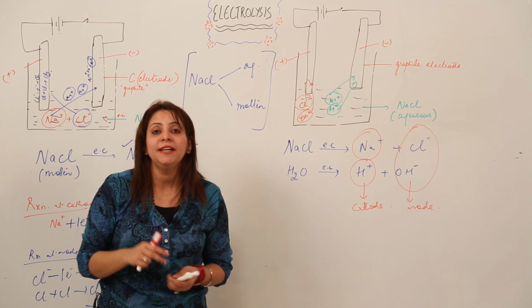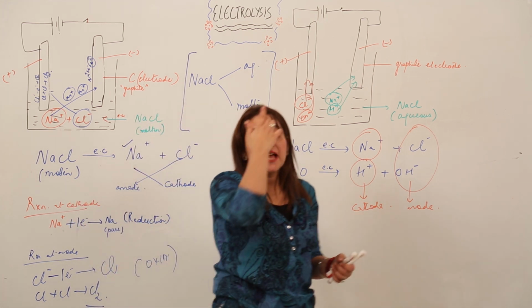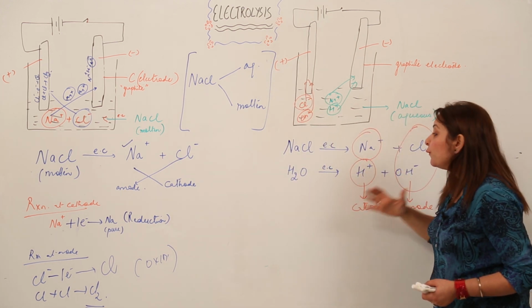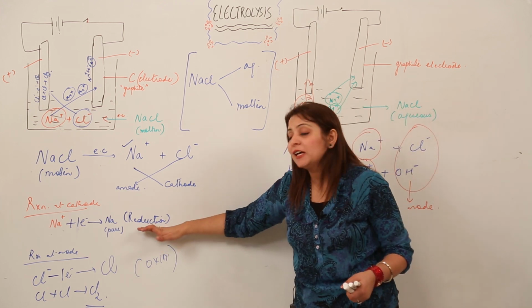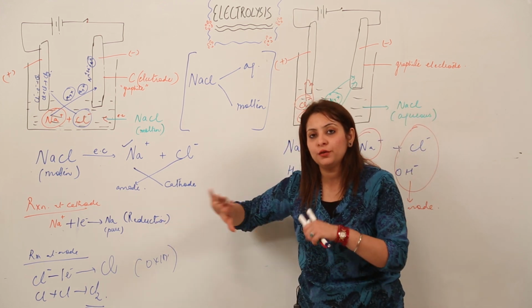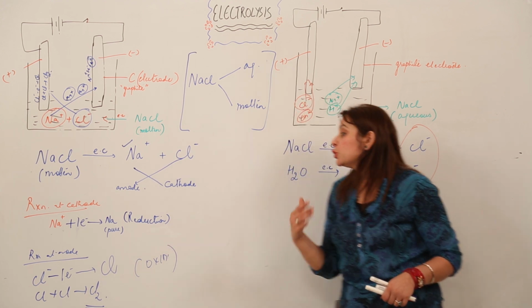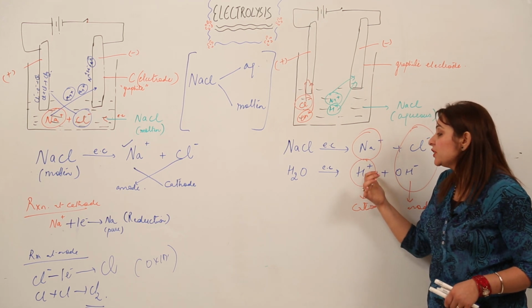And you know that accordingly the oxidation and reduction occurs. But now the question arises: out of Na ion and H ion, which is going to get reduced? You know that at the cathode reduction occurs, that means they gain the electron which they had previously lost. So they will be gaining their electron back. So out of Na and H ion, which is going to gain an electron?